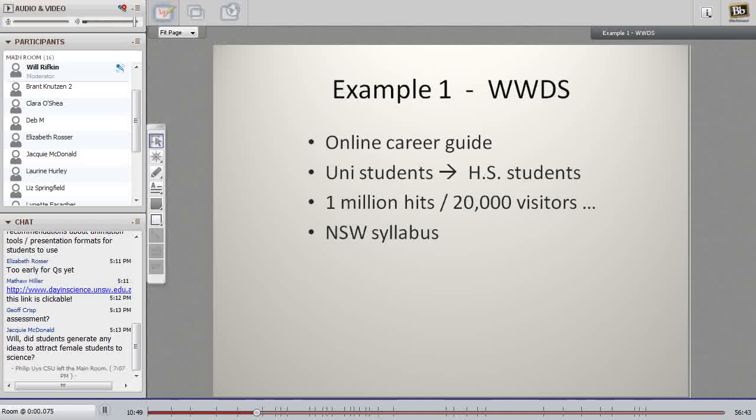In a recent year, there were 1 million hits, which meant about 20,000 visitors who visited for more than 30 seconds. We aligned the assignment with the New South Wales science syllabus for years 9 and 10 to fit in with what teachers would be doing in the classroom. So we didn't wait for people to wander across the site or to find it by searching. We inserted it in the syllabus. Students in high school would address it as an assignment.